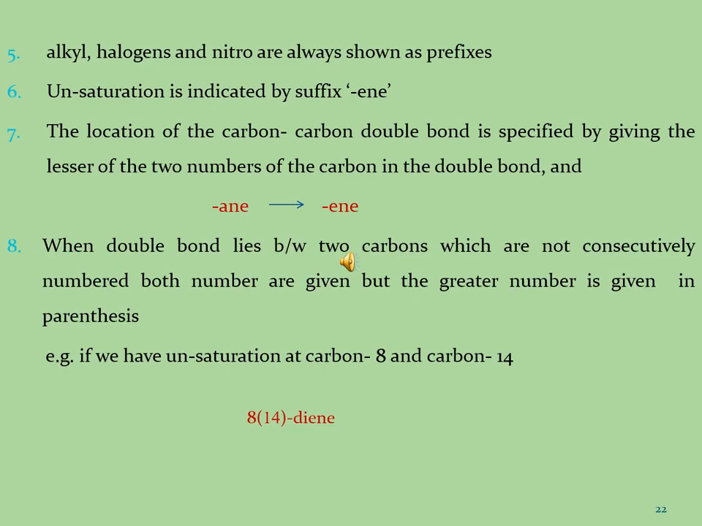For example, if we have unsaturations at carbon 8 and carbon 14, then we will write these unsaturations in the following way: the greater number, 14, will be written within the brackets, and the lesser number, 8, will be written outside the bracket. At the end, we will write it as "-ene".